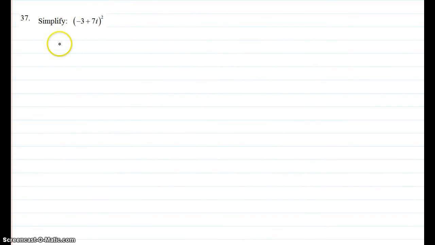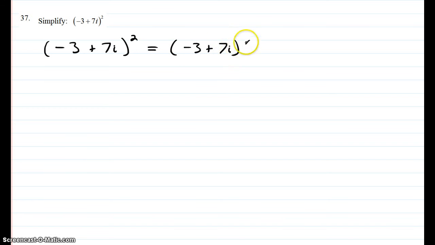And so finally at 37 we have the negative 3 plus 7i squared, which is just negative 3 plus 7i times negative 3 plus 7i. So you can distribute this out. You can do the box method. Doesn't really matter.